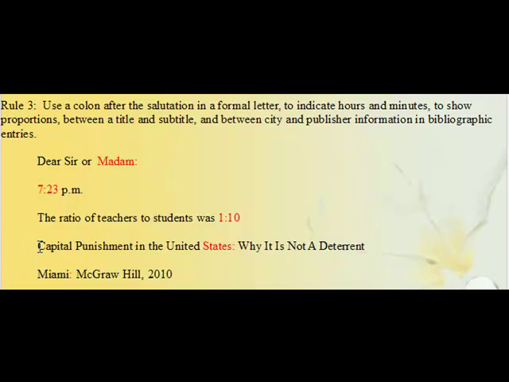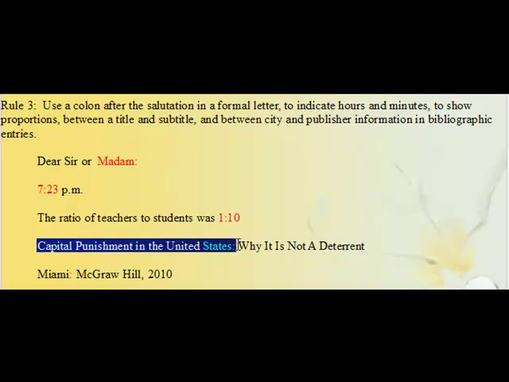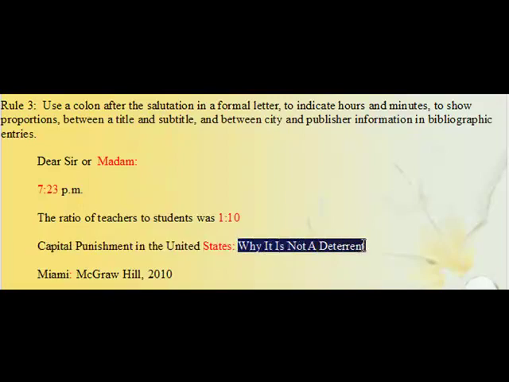You have titles and subtitles. So: Capital Punishment in the United States: Why It Is Not a Deterrent. You have the colon here. Now, when you see this, it means the first part is the main idea or the main title. What comes after the colon here, why it is not a deterrent, is what's called the subtitle, or kind of the support idea. Now when you're doing works cited sections with formal papers and such, you'll put a colon between the city and the publisher information. For example, you have Miami, you have the colon there, then you have McGraw-Hill 2010.